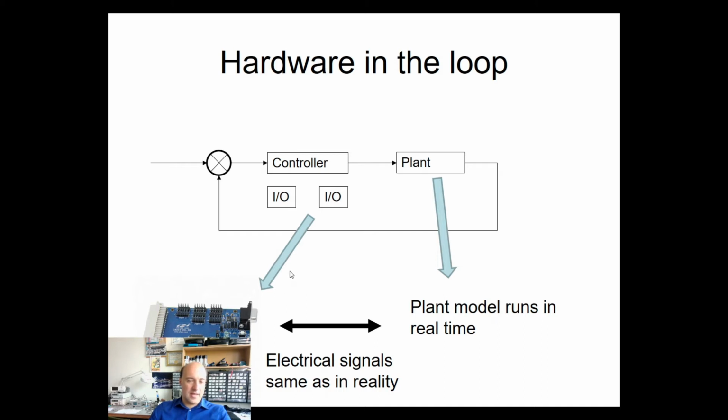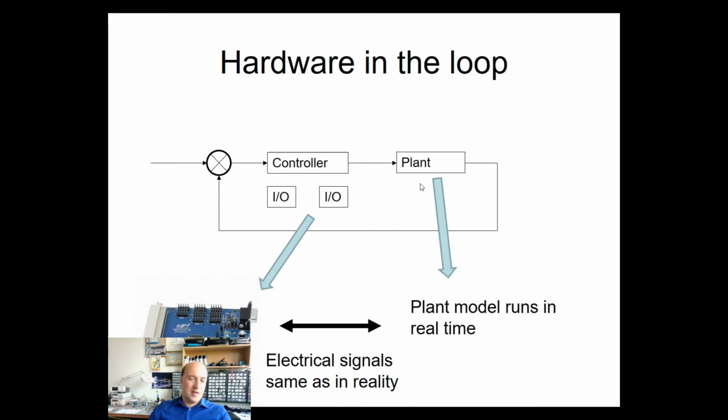So for example, if my plant is some temperature control system, then this variable that I actually measure is the temperature, and I will most likely control here the electric power to a heater.